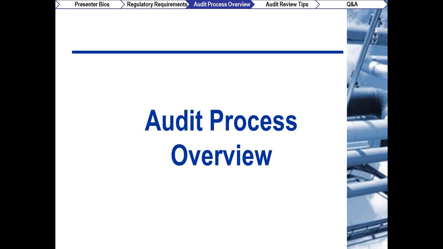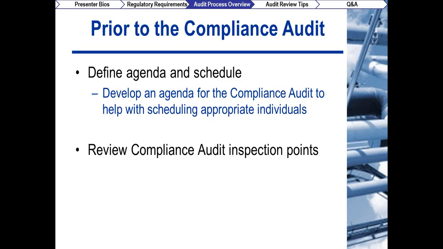So we've done an overview of the regulatory background. Now let's get into the process of how you go about conducting this compliance audit. First, in the preparation. Prior to conducting the compliance audit, you want to be sure you define an agenda and a schedule. You want to develop the agenda of the compliance audit to ensure the appropriate personnel that you'll need to be talked to are available.